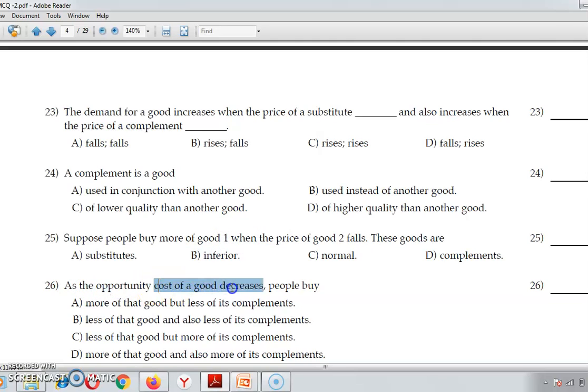As the opportunity cost of a good decreases, people buy more of that good but less of its complements, less of that good also less of its complements, less of that good but more of its complements, more of that good and also more of its complements. obvious कुरा हो, गुड को कस्ट नै घटेपछि त मान्छेले त्यो सामान र त्यसको कम्प्लिमेन्ट को सामान बढी खरिद गर्ने छ. अनि D is the correct answer.